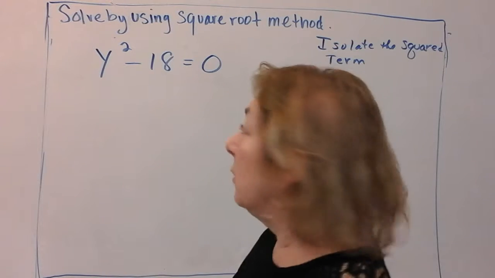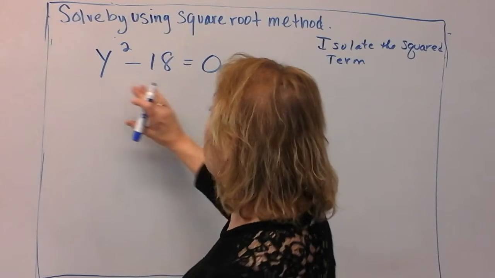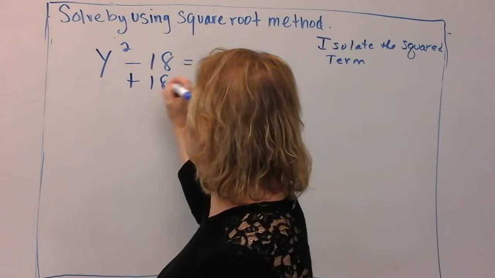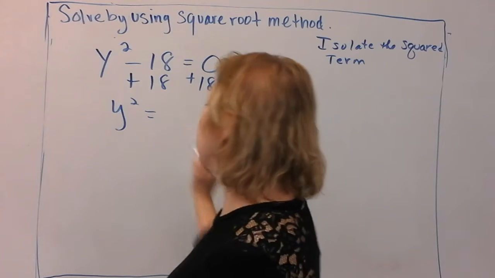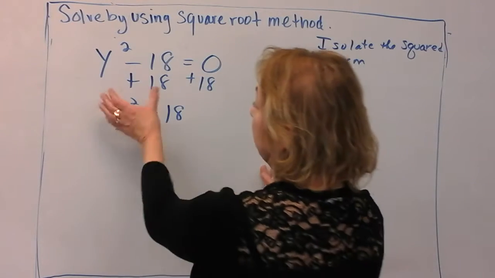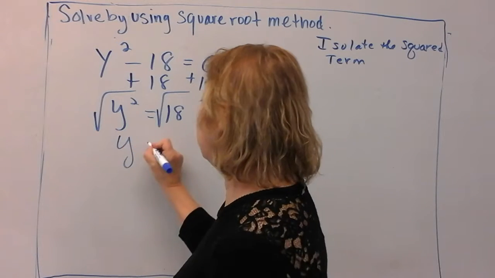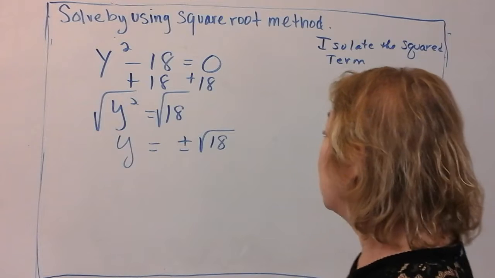We're going to do another quick one by solving by using the square root method. Again, in this method we want to isolate the square term, so I'm going to add 18 to both sides. This gives me y squared equals 18. So once you have isolated the square term, you're going to take the square root of both sides and you're going to add your plus minus in front of the radical.